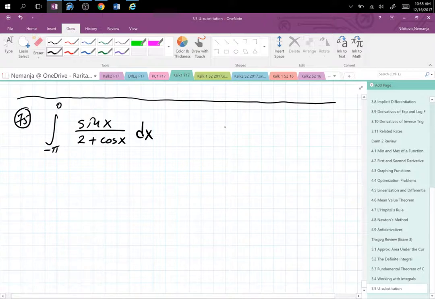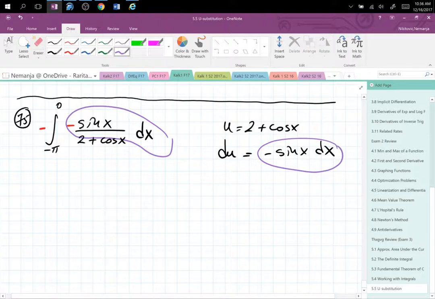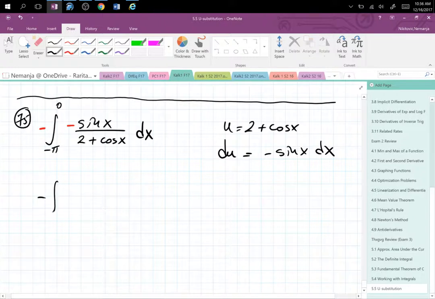So from that point it should be clear that u is equal to 2 plus cosine x, and then the derivative du is negative sine x dx. We don't have this negative, so we are going to put the negative in to make it a negative sign, because if you remember, all of that stuff is du. So I'm going to now say negative integral, and I have du over u. Yay, that's going to be ln of u.